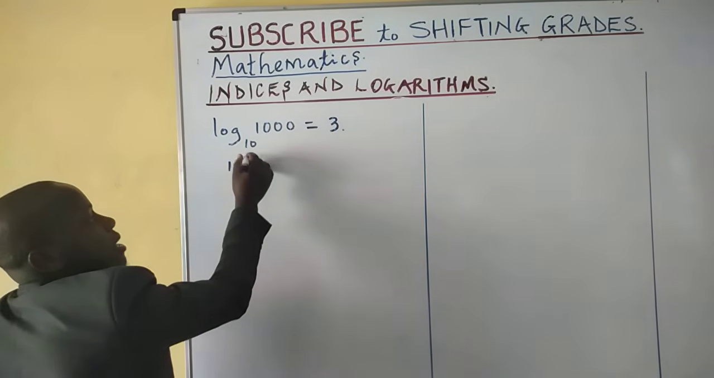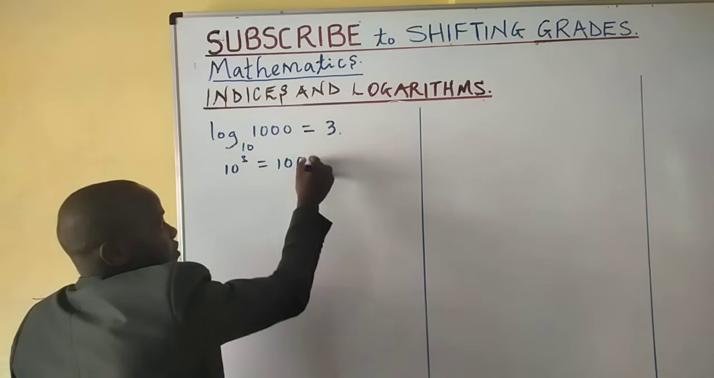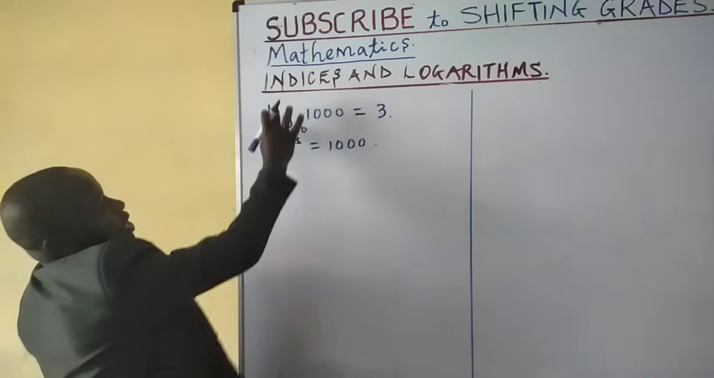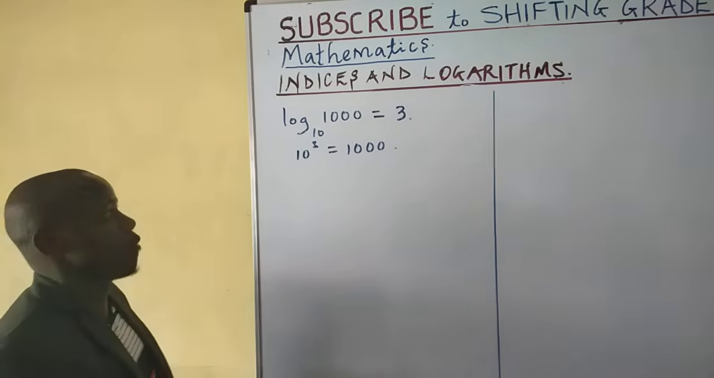10 power 3 is equal to 1000. Therefore, you find in a way logarithms and indices are not far from one another.